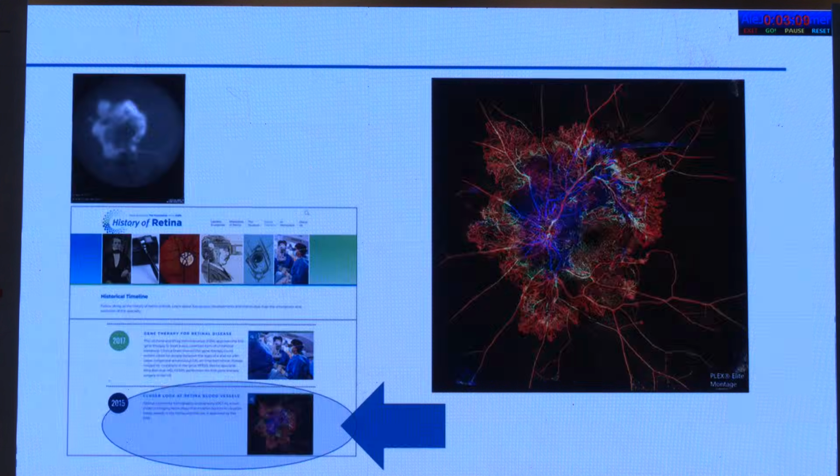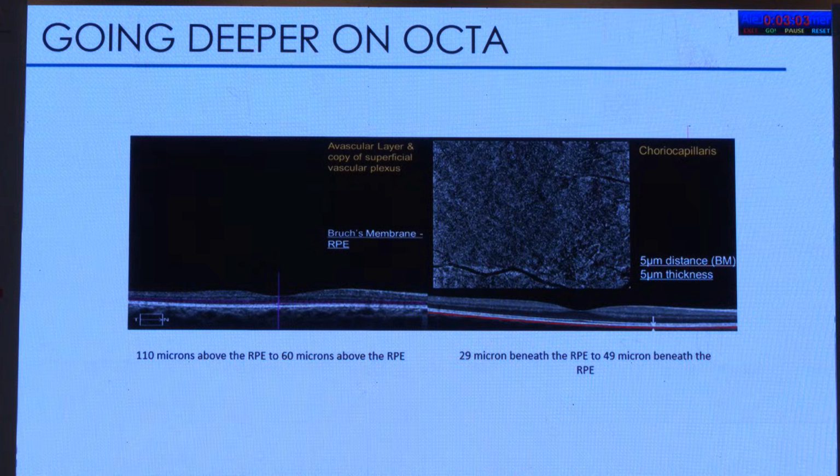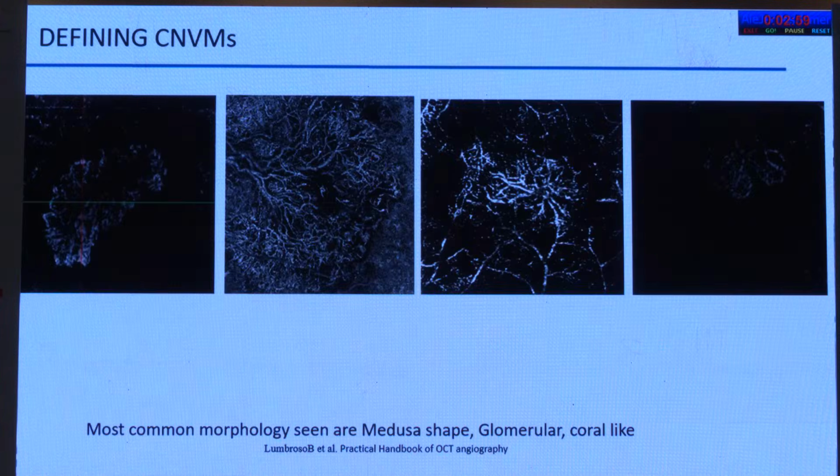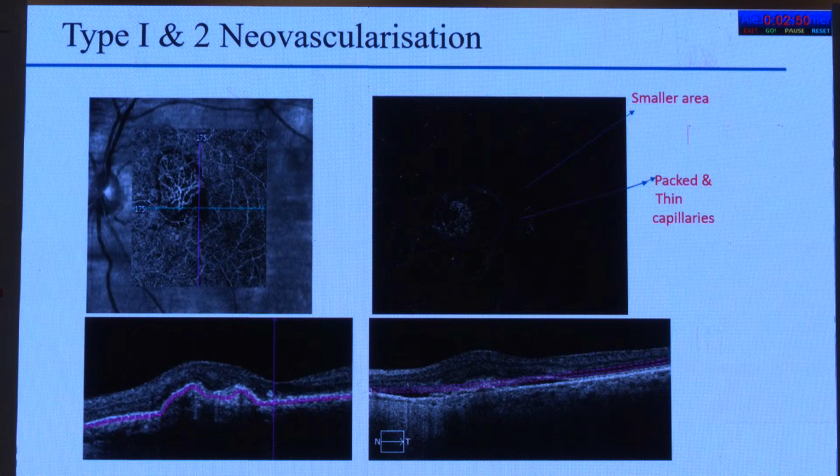We also tried our hand at color coding, and we came up with this beautiful image of an NVD. Going deeper, we go into the avascular, the choriocapillaris, and the choroid. So OCTA has really defined the way we look at CNVMs, how we see the different networks, most commonly the medusa and the glomerular one. And if you compare it with the B-scan, we can also characterize them as type 1 or type 2 CNVMs.